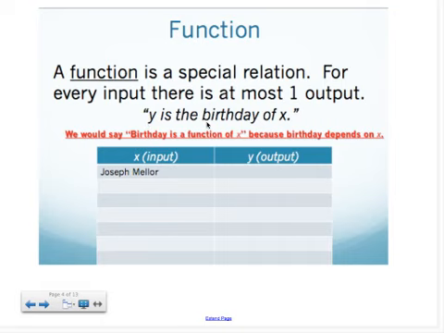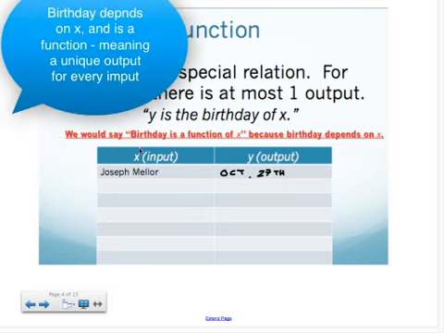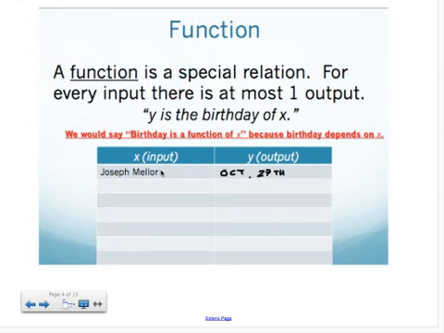So y is the birthday of x would be an example of a function, because if I input myself, I can only get out one answer. And I believe you would agree that anybody I put into this machine would only have one answer. Nobody has more than one birthday. As far as vocabulary goes, I would say birthday is a function of x, which means that birthdays, which are the outputs, depend on the inputs, who I plugged into the machine.